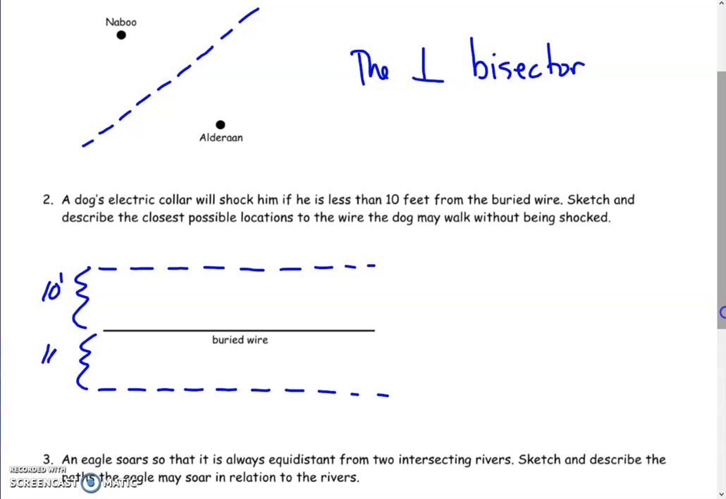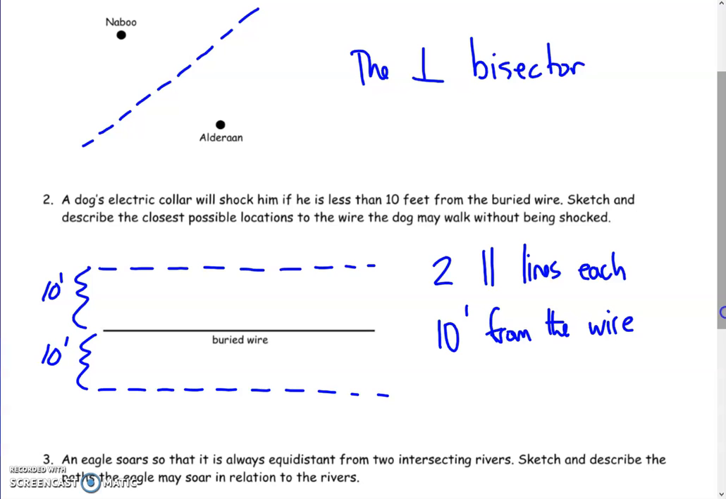So you would sketch that in, you label 10 feet either side. And it says sketch and describe. So to describe it, we would say 2 parallel lines, each 10 feet from the wire. So when I give you guys 1 line, you sketch 2 parallel lines.